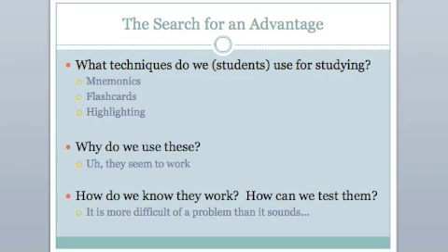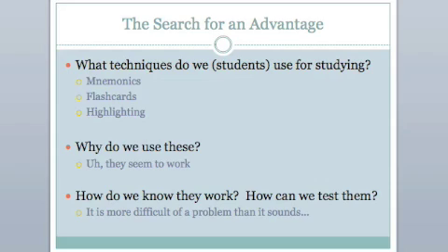For example, highlighting a book as they're reading it, creating a pile of flashcards, or even using a mnemonic to remember a list of items. So, why do we students use these techniques? Well, they seem to work, but how do we know they work, and how can we test them? It's really more difficult of a problem than it sounds like.